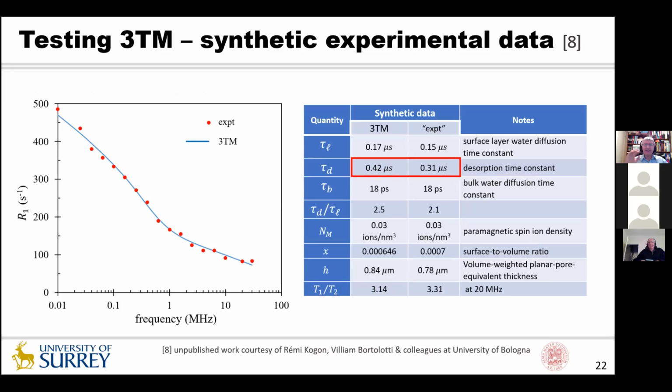Tau d is your desorption time constant, the longest time constant. If it's the longest time constant, it impacts the lowest frequency range of your dispersion curve. And therefore, that's where the biggest scatter tends to be in experimental data, around this region here. So this is demonstrating what we tend to see when we do fits. Tau d is the least reliable in general of the time constants that we generate from the 3-tau model.